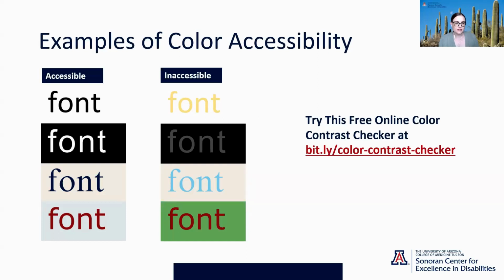It is a good practice to use color contrast checkers that can grade color pairings based on your contrast ratios and will let you know if your colors pass based on universal accessibility standards. So we have one example here, which is being shared in the chat and on the screen. You're welcome to use that. That's what my team uses here at the Sonoran Center to check color contrast.